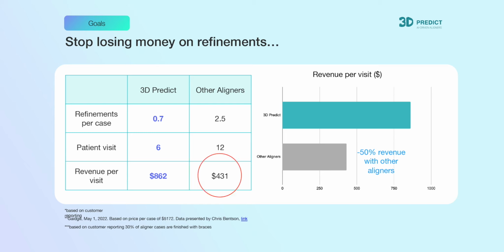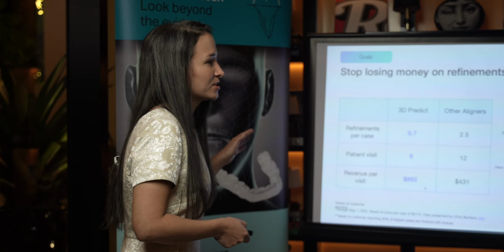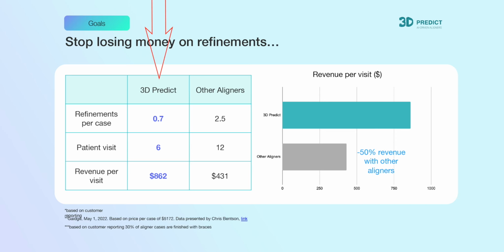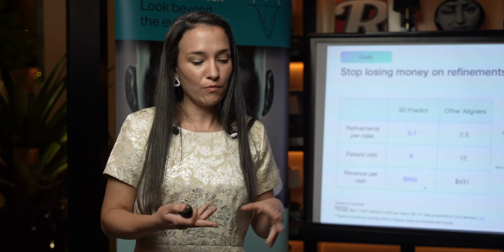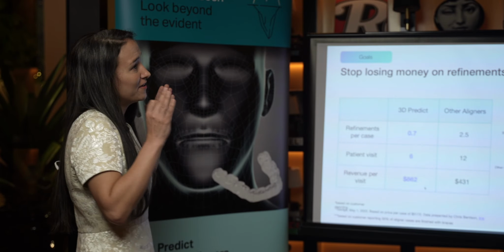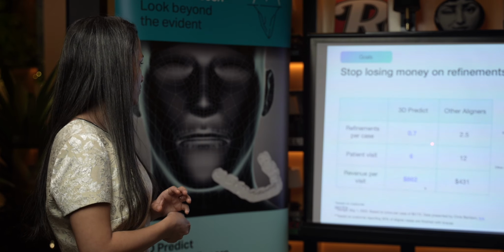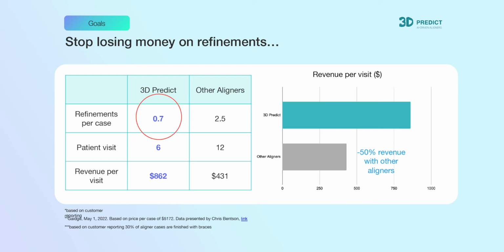The revenue per visit then turns out to be 431. You can extrapolate this to your own numbers. It's fine, it works the same way. Now we have run these numbers in 3D Predict, and if you submit a good aligner case, moderate, and we're going to talk about that, mild crowding, etc., to begin with, for your first 15 cases at least, until you get used to our system and how aligners work, you should have less than 1 refinement per case. That brings the visits to a half, and that increases your revenue by 50%.